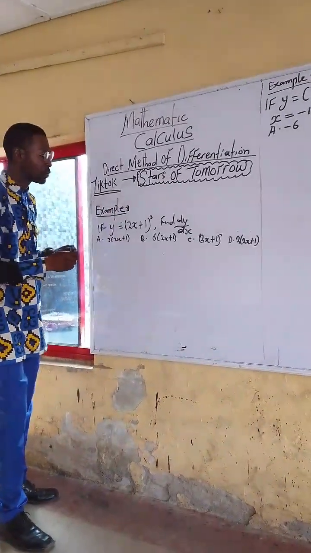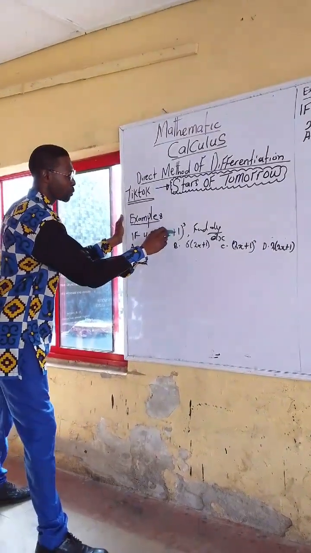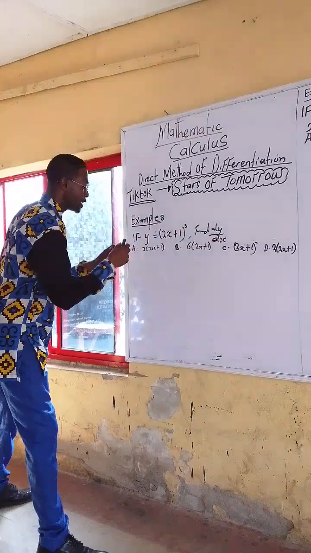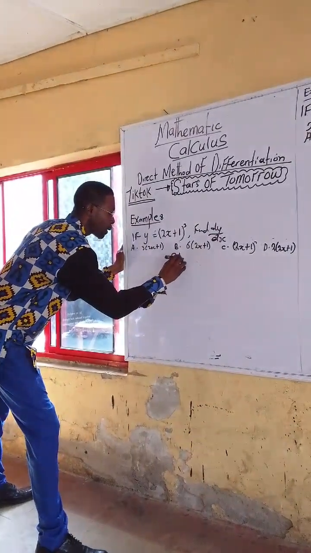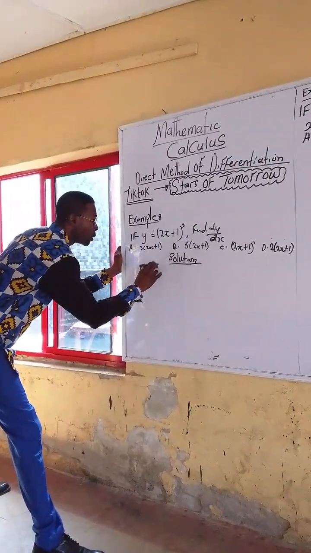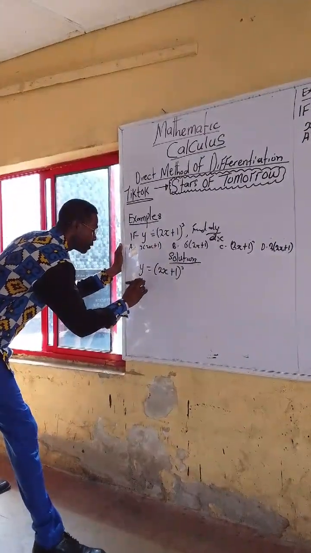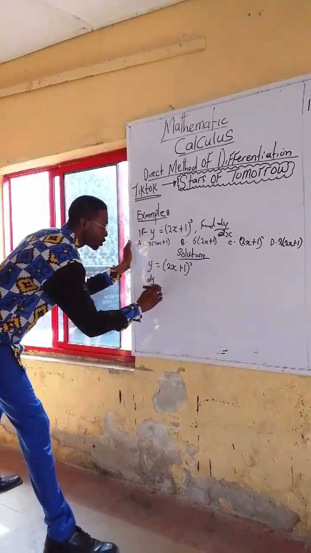We are in example 8 now. In this example 8, they say that if y is equal to (2x plus 1) cubed, find dy/dx. Solution. In our solution here, we have y is equal to (2x plus 1) cubed. We have dy over dx is equal to what?